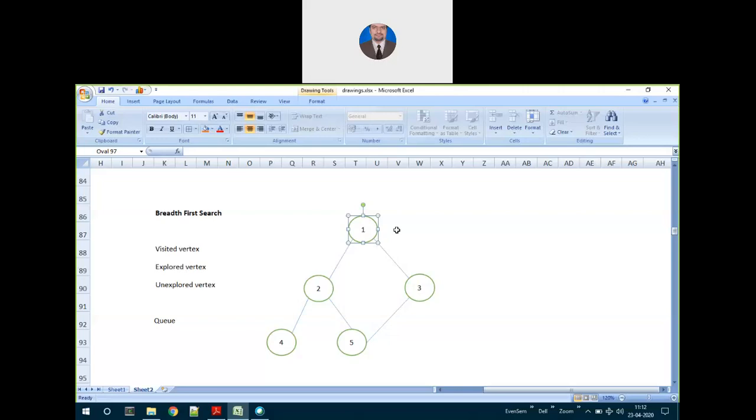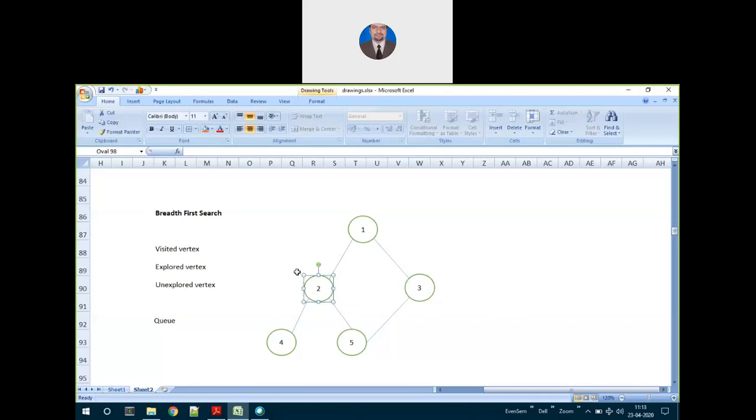Now what are the new vertices which I have visited now? Those are 2 and 3. So now these 2 and 3 are visited. They are not explored as of now. Only these two will be explored when I visit the neighboring or adjacent vertices associated to each of them.